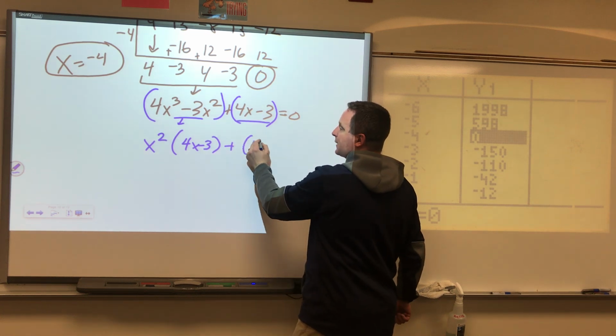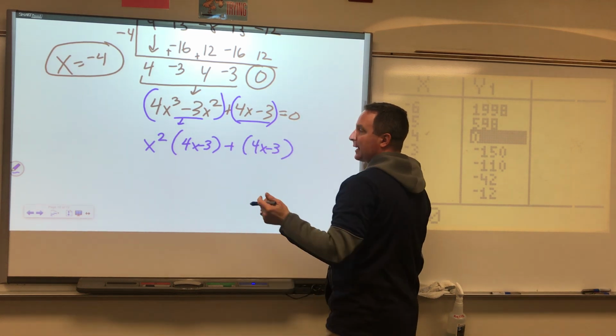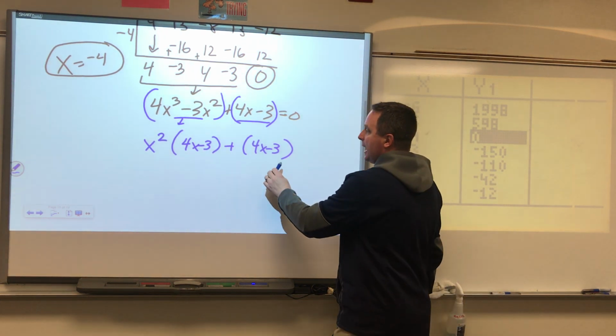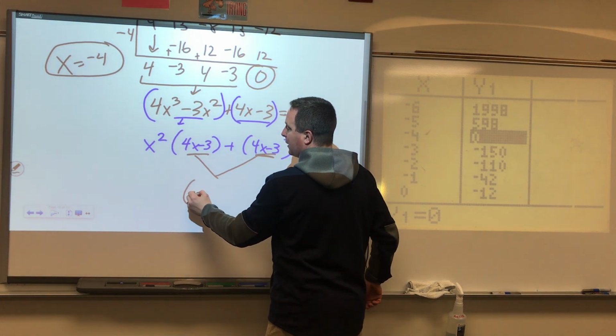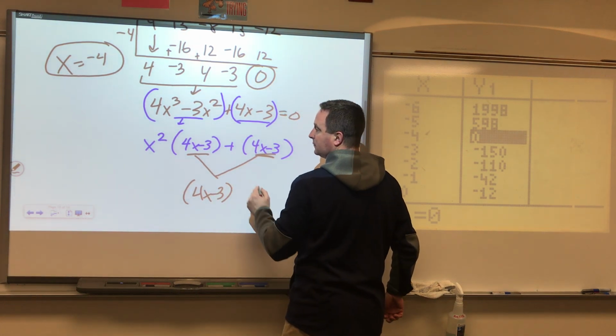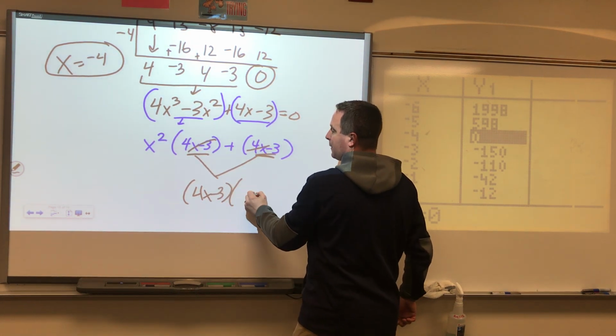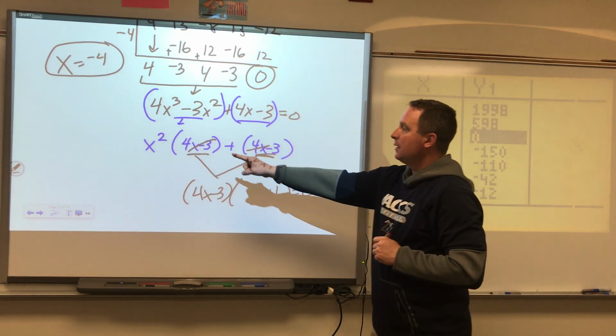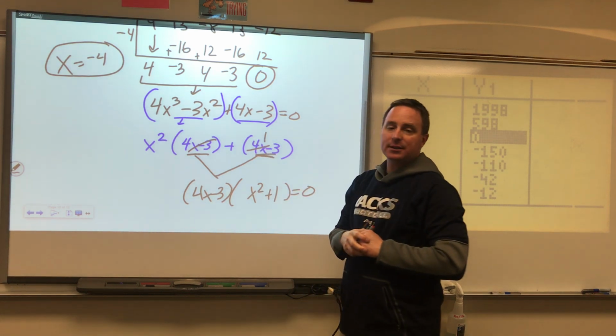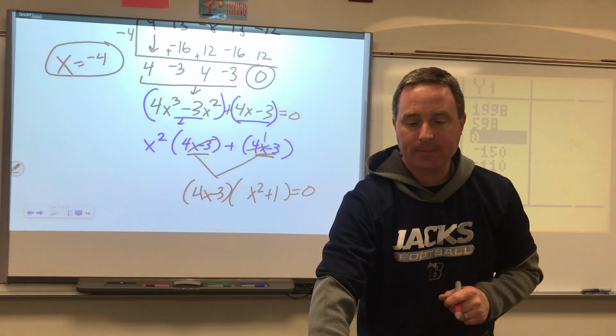This one doesn't have anything in common. I get 4x minus 3. I just bring it down. And then with grouping, if you remember, we take out the common expression, 4x minus 3, and I end up with x squared plus 1 left over. X squared, remember, when this all goes away, it turns into a 1. Okay?